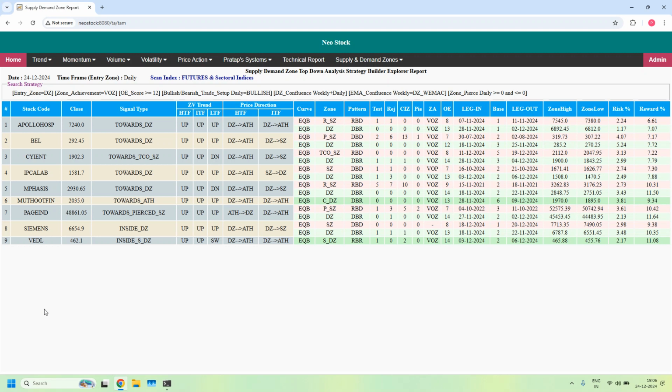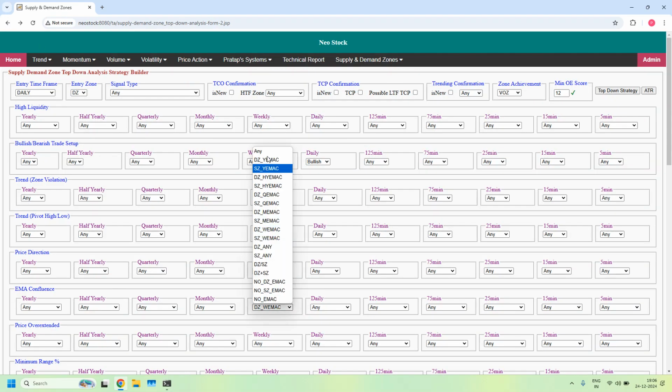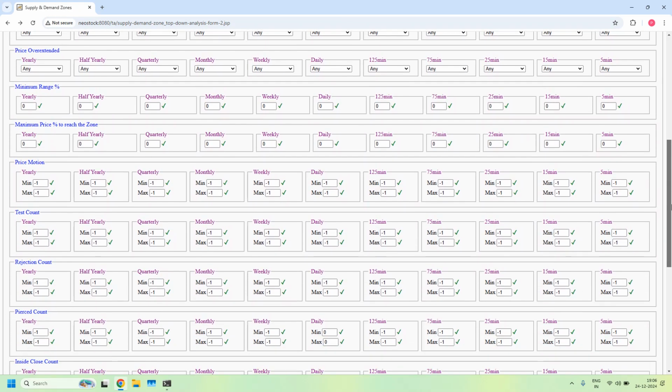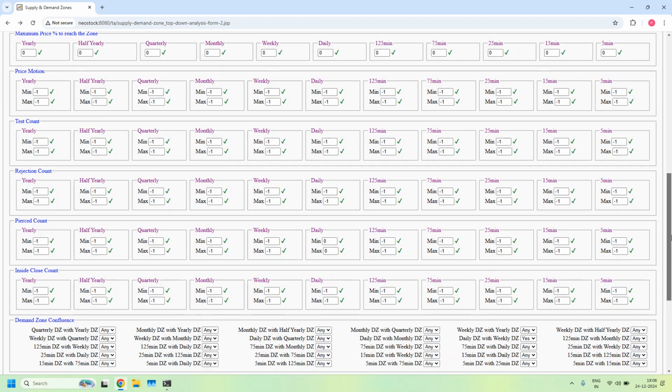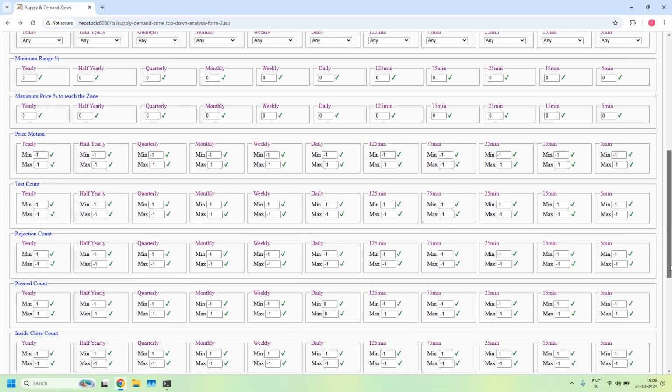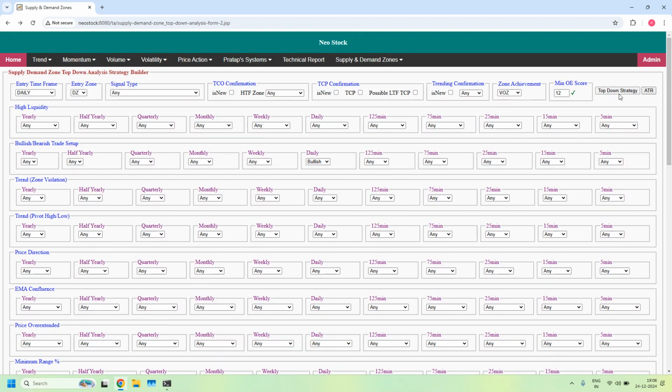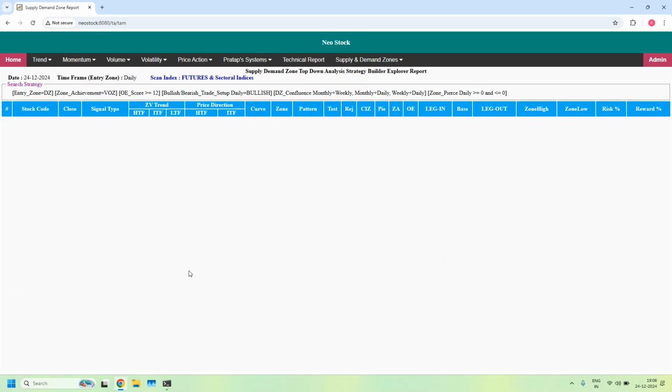Okay, next we will add the next filter, LTF, ITF and HTF demand zone confluence. I am removing the EMA filter, and we need to add 3 filters. That is a daily, weekly and monthly demand zone confluence. First filter is already enabled, daily with weekly zone confluence. And next, daily demand zone with monthly demand zone confluence. Third filter, weekly demand zone with monthly demand zone confluence. With all the three filters, LTF, ITF, HTF demand zone confluence, we did not get any stocks.